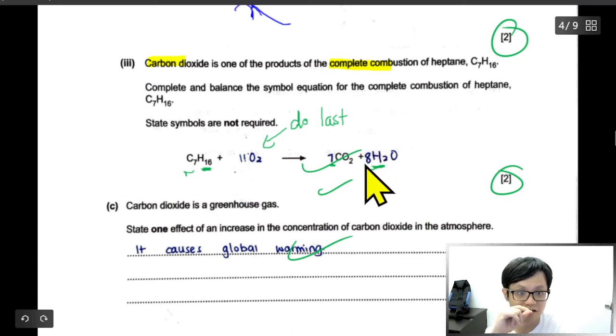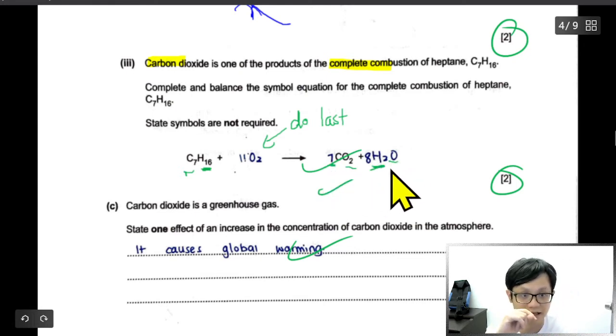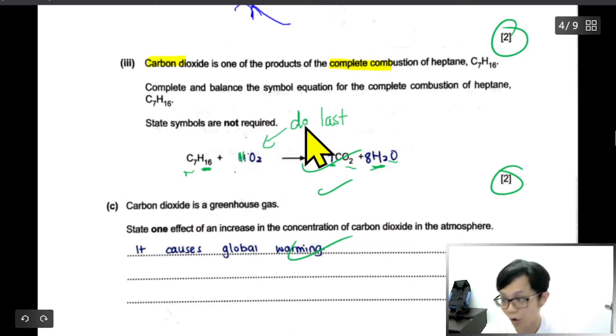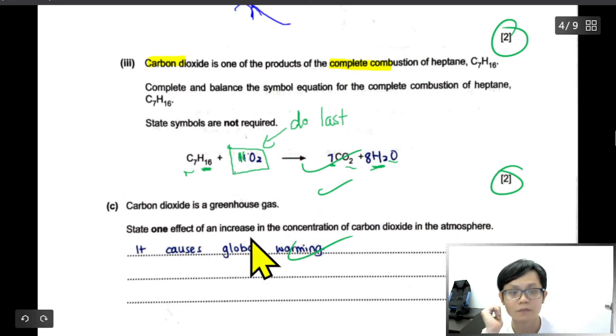Then oxygen, how many? Okay, let's count. Here got 14 plus 8, I get 22. Correct or not? 22, of course, this one I need to divide by 2. I get 11 O2. Okay, so yeah, just remember this. The single one always do last. Okay, that's how it's easier to do.